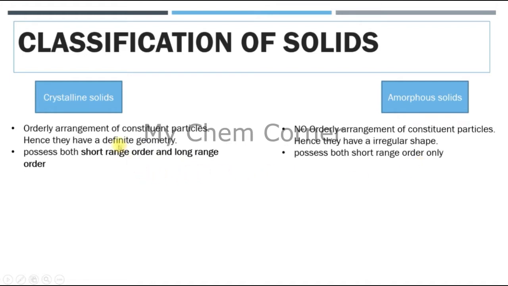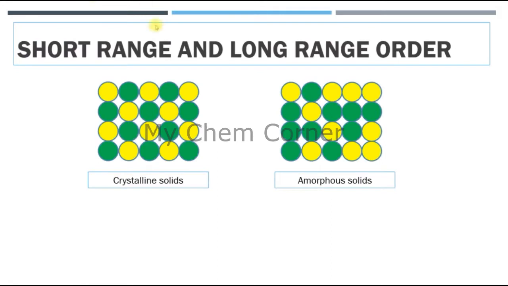Let me explain what short range and long range order is. I have taken an arrangement of crystals here. So basically this is a crystal, and in this I have small spheres which are placed next to each other. Same thing over here. In this case, you have an orderly arrangement, which means I have a yellow sphere, then a green sphere, and then a yellow. So basically I have alternate yellow and green spheres.